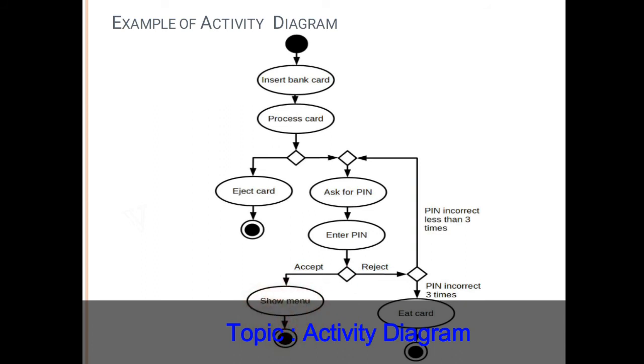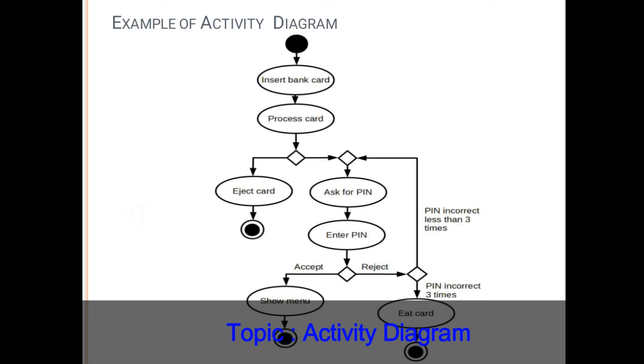And if the entered pin number is incorrect, then it is rejected, and the pin can be entered 3 times. If the pin number is incorrect 3 times, then eject your card. And if your pin is incorrect fewer than 3 times, then once again ask, and you enter your pin number again. So this is our activity diagram for the bank ATM system. So this is the example of an activity diagram.